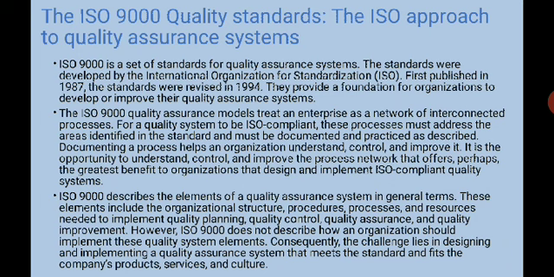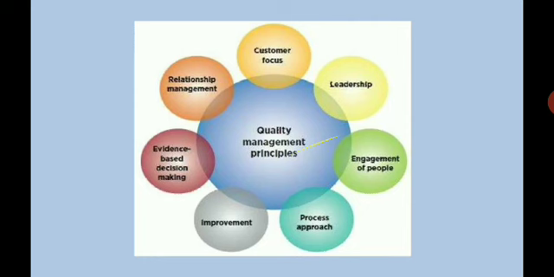However, ISO 9000 does not describe how an organization should implement these quality system elements. So what is described, how is not described, right? And consequently, the challenge lies in designing and implementing a quality assurance system that meets the standard and fits the company's products, services, and culture. So the how is left to the company. So it will tell you what it wants, but how it has to be done is left to you, right?